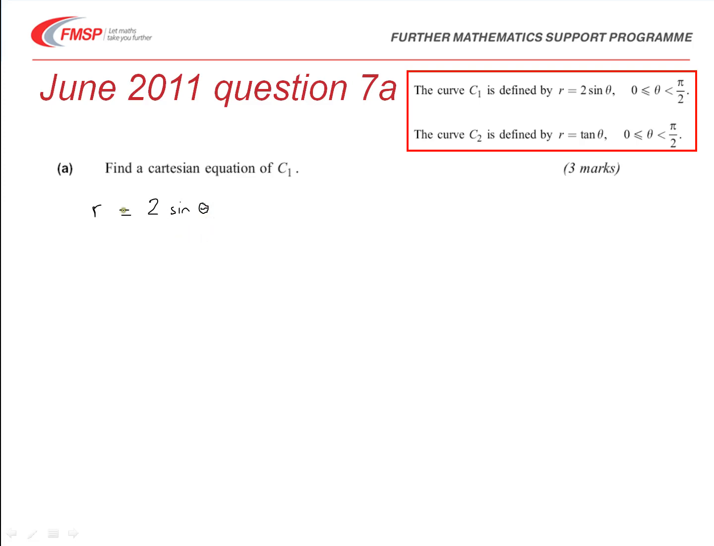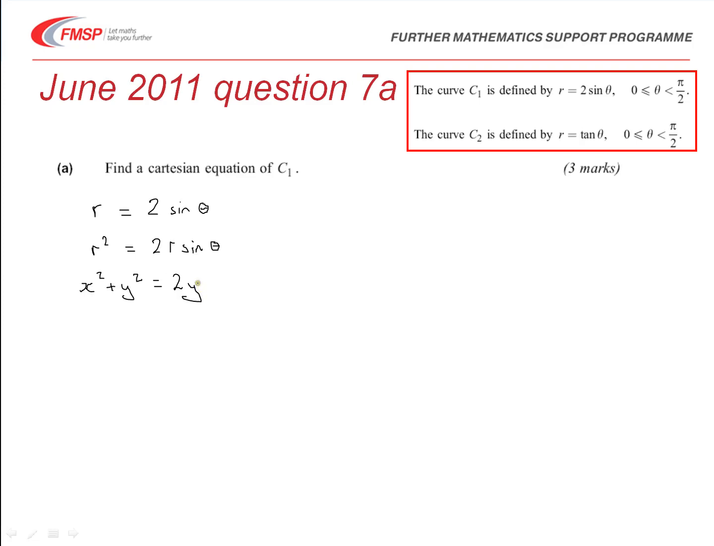So if we multiply both sides by r, that creates an r sine theta and it creates an r squared. So we can then see that r squared is equal to 2r sine theta. And then we know that r squared is the same as x squared plus y squared, and r sine theta is just the same as y. So the right hand side becomes 2y. And we're not asked for the equation in any particular form. There is a Cartesian equation in terms of x and y. That will do just fine.